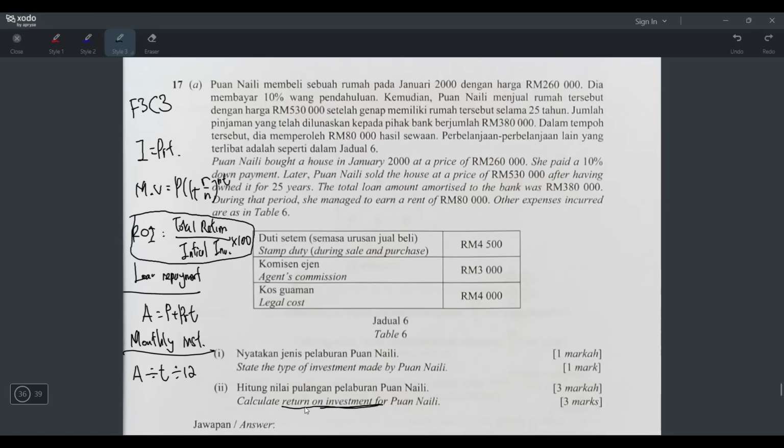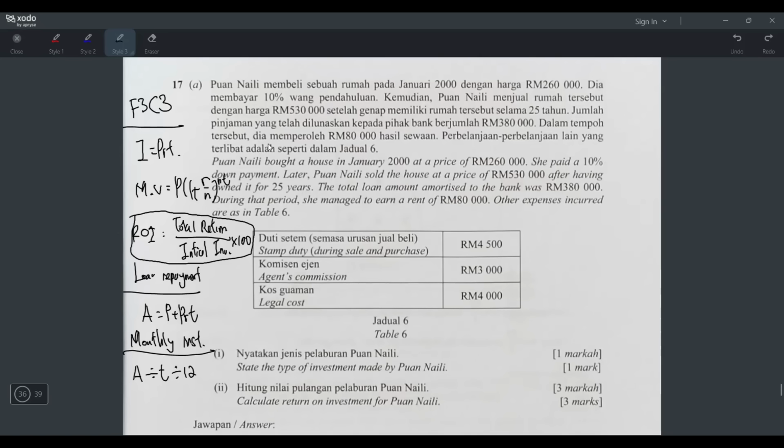Because I read the question here already, return on investment, so use ROI. But all this also you have to know. This one sometimes it comes out in paper 1. And then the loan repayment monthly installment, this one also I have seen it come out in paper 2. So basically all this you have to know. Okay, I'll come back to this question now.